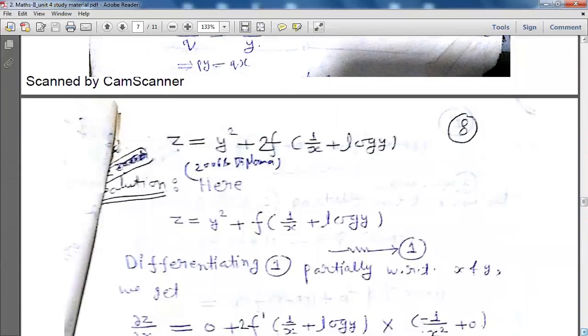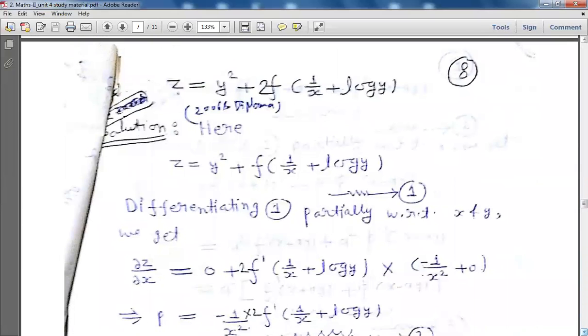The next question. z equal to y square plus f of 1 upon x plus log of y. In this problem, an arbitrary function is also involved. So to constitute the partial differential equation, we eliminate the arbitrary function. We first differentiate partially with respect to x and y and eliminate the arbitrary function. First write the given relation, z equal to y square plus f of 1 upon x plus log of y, represented as equation number 1.